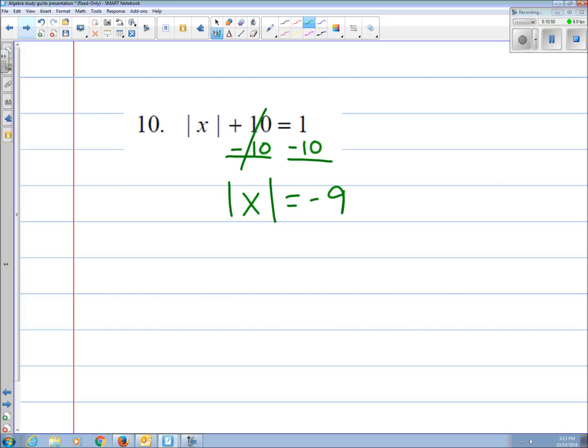There's no need to break this into 2 equations because the absolute value of x, no matter what you plug in for x, is never going to equal a negative number. Remember, absolute value represents a distance from 0 on a number line, and nothing is a negative distance. So nothing is going to give you a negative 9 no matter what you plug in here. So this is actually no solution. There's no number I can plug in for x that would make that come out to be negative 9.